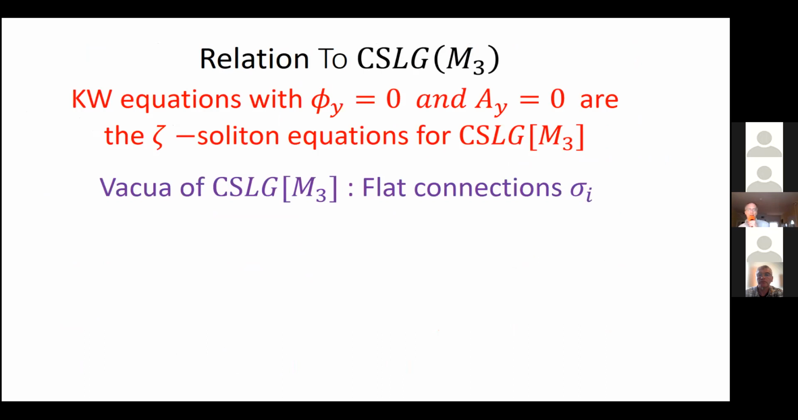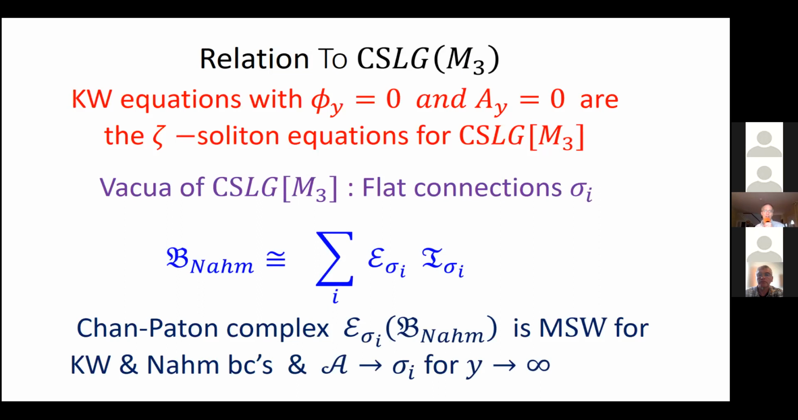Now, remember that the vacua of the Chern-Simons Landau-Ginzburg model are the flat connections, sigma I, on M3. And so associated to vacua, we have Lefschetz thimbles. And so the B-Nahm has an expansion in terms of multiples of these Lefschetz thimbles, where the multiples, curly E, are called Chan-Paton spaces. They are themselves complexes. And what they are is the MSW complexes for the Kapustin-Witten equations with Nahm boundary conditions as y goes to 0, and the complex connection goes to the flat connection sigma I for y goes to infinity. So these E's are actually very, very concrete things.